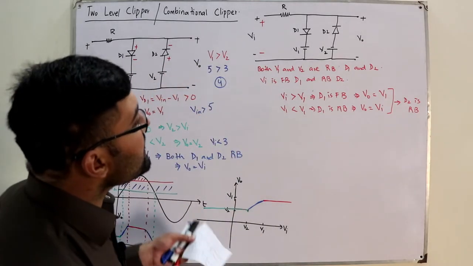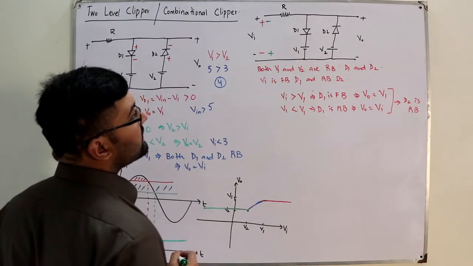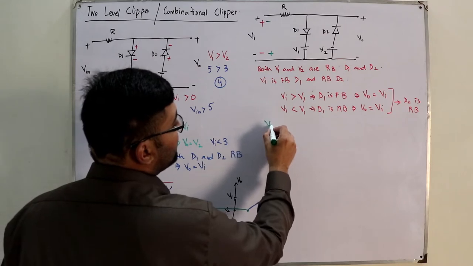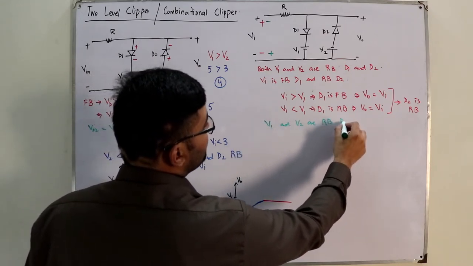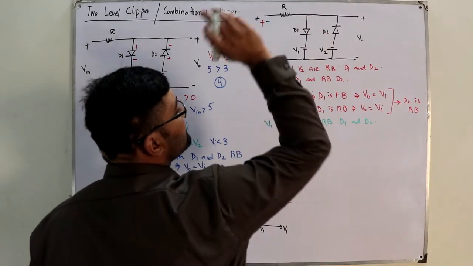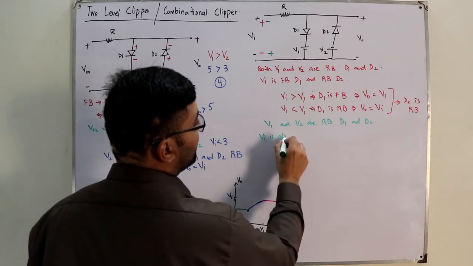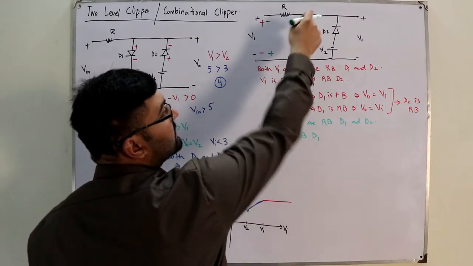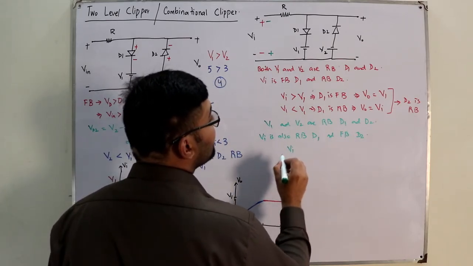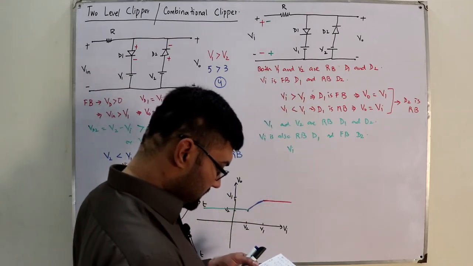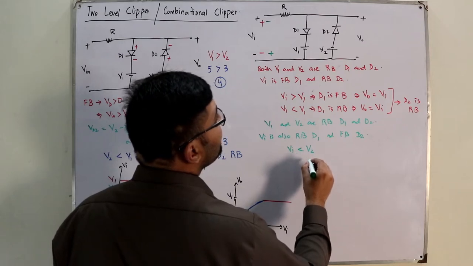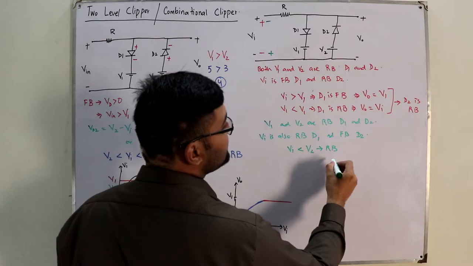Yes. Now what happens is, when the negative cycle arrives, so let's say I change the polarities. If the negative cycle arrives, have a look. V1 and V2 are reverse biasing diode D1 and D2. So this is understood, right? Let me write it again. V1 and V2 are reverse biasing D1 and D2. Now have a look. V input is also reverse biasing D1, and it is forward biasing D2 this time. So what would be the case when V input is less than V2? This would be reverse biased, which means this would be an open circuit.